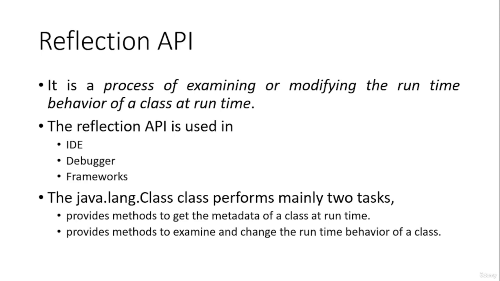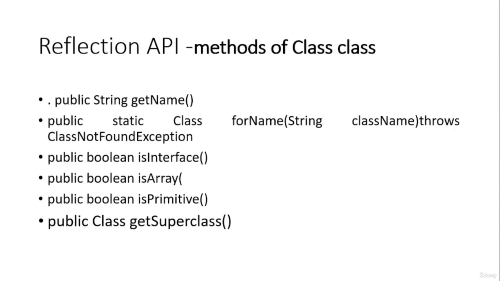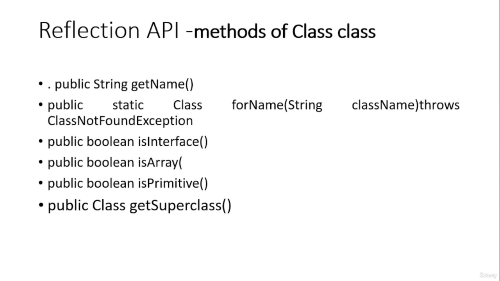Another thing to notice about Reflection API is the Class class, which is provided in Java in order to have access to particular Reflection API methods. There are several methods inside the Class class. Let us see some of the methods of the class. The first one is getName. getName will get the name of the particular class.